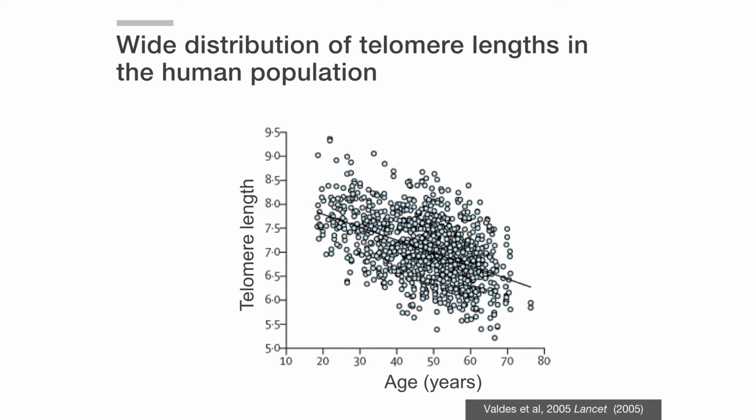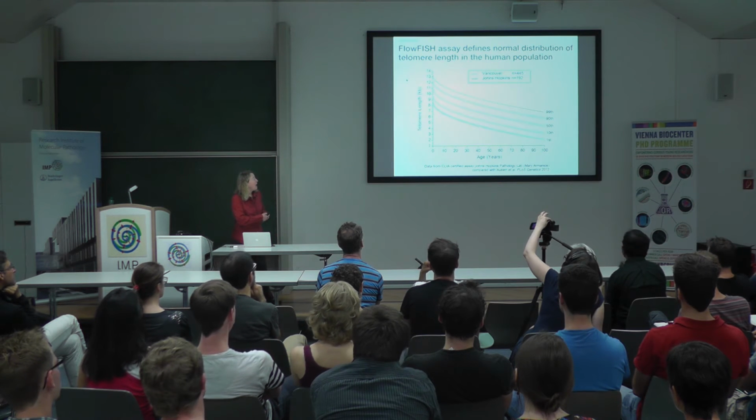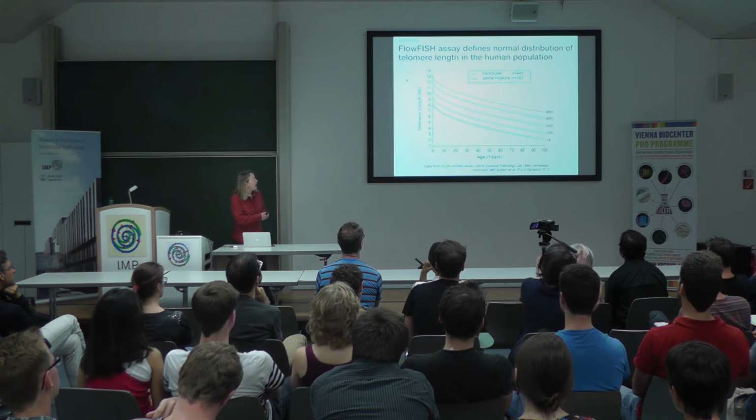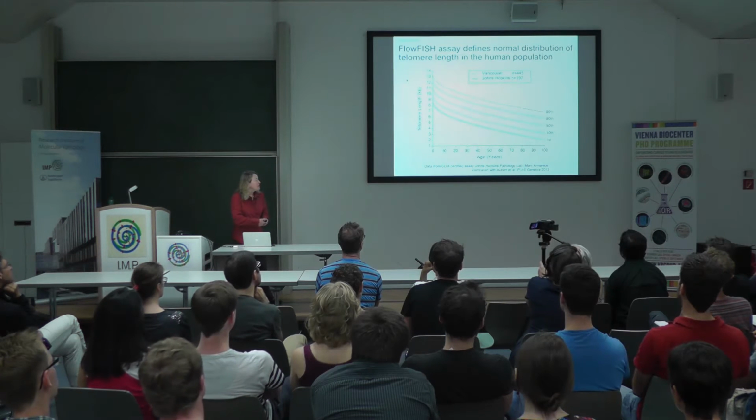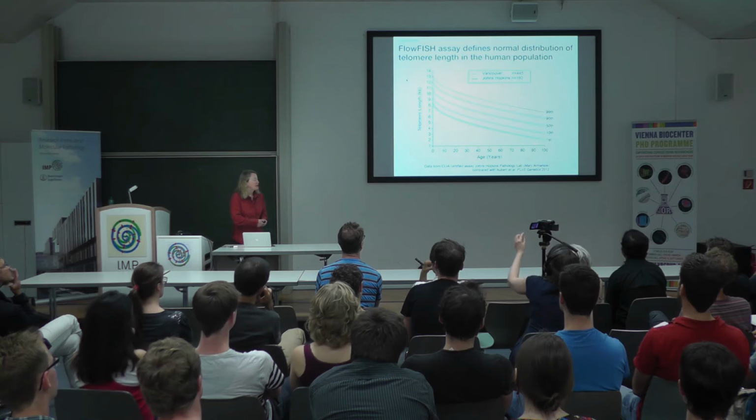And he was able to take such a distribution and, looking at a large number of normal individuals, put confidence intervals on that. And so here we have the age and the telomere length and the decrease. And so this would be the 99th percentile long in the population and the 1st percentile short.